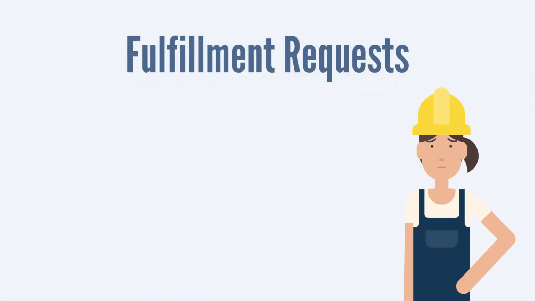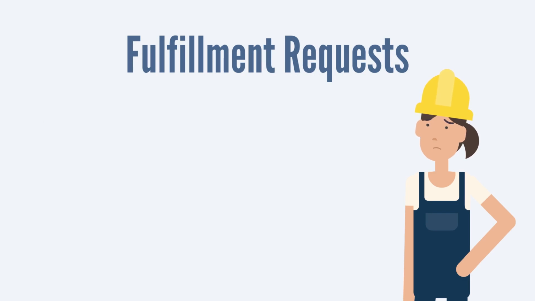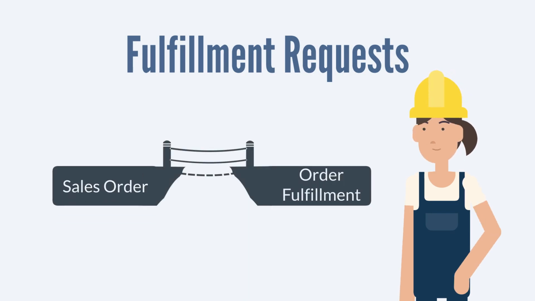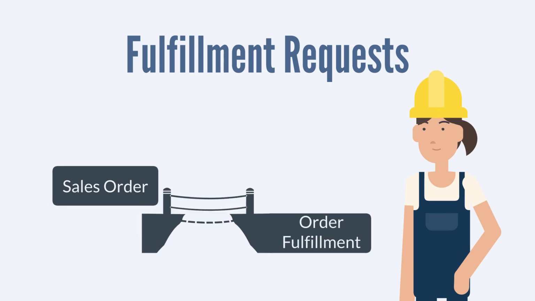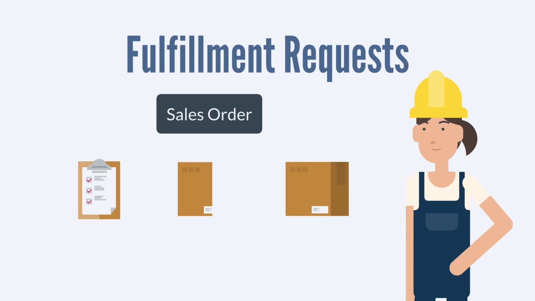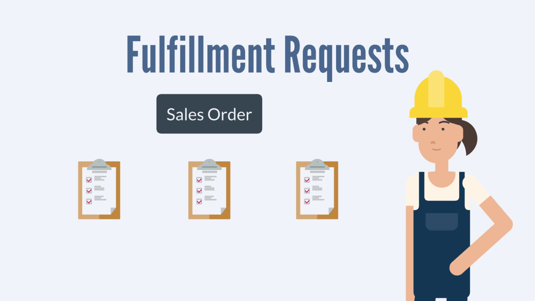So, how do fulfillment requests work? Fulfillment requests act as bridges between the sales order and the order fulfillment. They instruct individuals at either your store or your warehouse to start collecting the item or items on a sales order. Because some sales orders can have multiple items, and because you may not be able to collect and ship all these items at the same time, you can make multiple fulfillment requests for a single sales order.